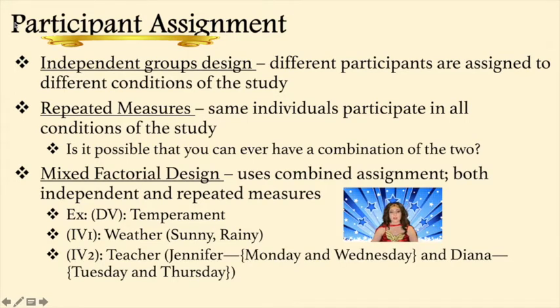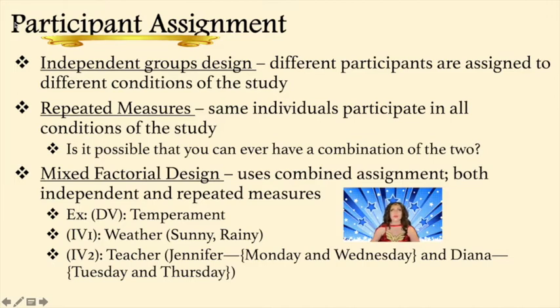So for example, on Monday and Wednesday, they will be in Jennifer's class, and on Tuesday and Thursday, they will be in Diana's class. Because the students who attend class on Monday and Wednesday are the same people, that gives me the repeated measures assignment. And similarly, the students in Diana's class are going to be the same on Tuesday and Thursday. So that is also a repeated measures assignment, right? Because it's the same people.